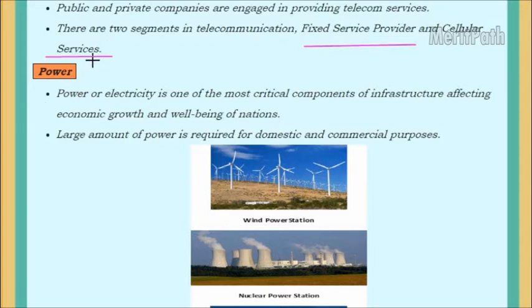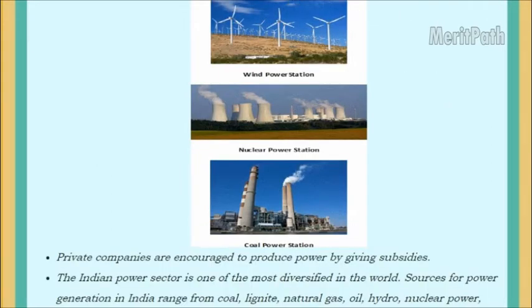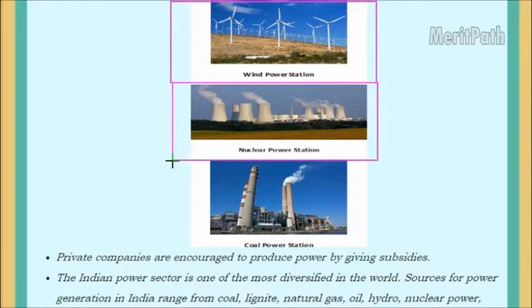Now next comes power. Power or electricity is one of the most critical components of infrastructure affecting economic growth and well-being of nations. A large amount of power is required for domestic and commercial purposes. These are the various sources of power. This is a wind power station. Here we can see the nuclear power station, and this is the coal power station.